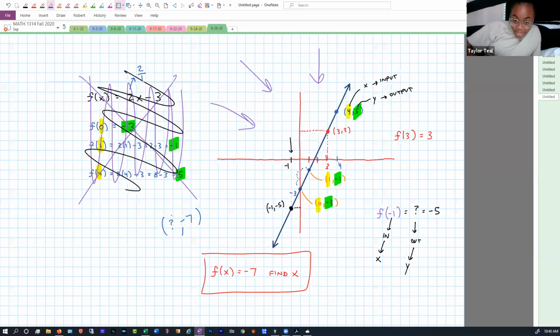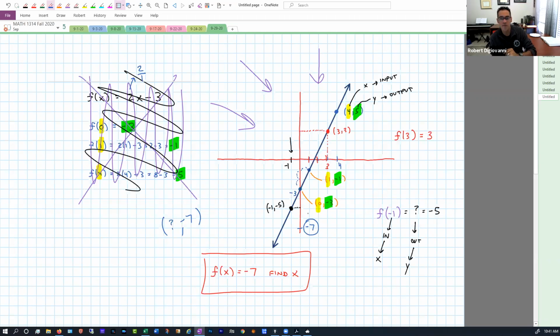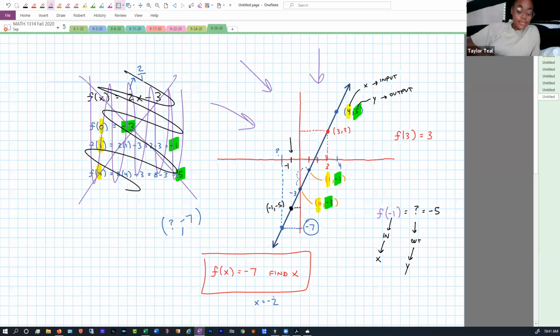Well, I looked on the graph. And I just plotted -7 and I saw it connected to -2. So you went to the y-axis, you figured out where -7 was, and then you realized that that corresponds to that point right there. Yes. And then you went back up and said, what x value did that come from, right? -2, yeah. -2. So the answer here would be x is -2. Any questions on that?